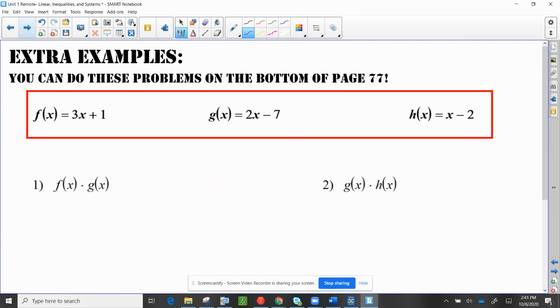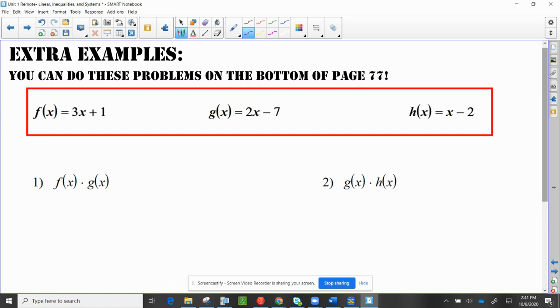So let's try some more problems. I just have some extra examples on the next slide. So you can copy these problems on the bottom of that page 77. There should be space for you there. But let's go ahead and do these problems. So I have f of x is 3x plus 1, g of x is 2x minus 7, and h of x is x minus 2.